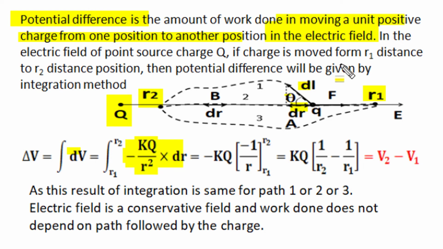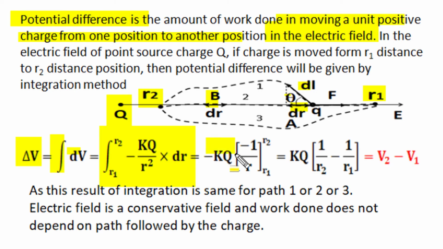Now in a non-uniform electric field, the elemental work done at position B, where the electric field is stronger, will be more. So to find out the total amount of work done from R1 position to R2 position, we use the integration technique, and the total amount of work done in moving a unit positive charge in the field of source charge capital Q from R1 distance position to R2 distance position is obtained by this integration.